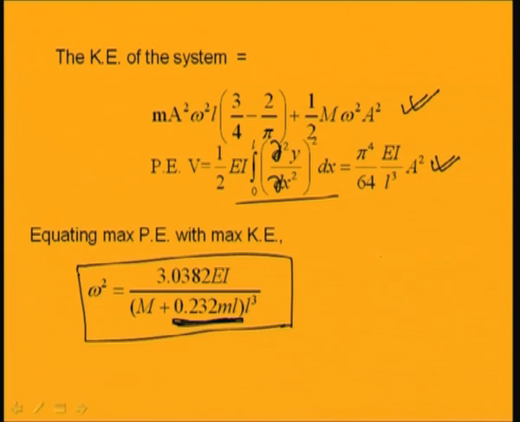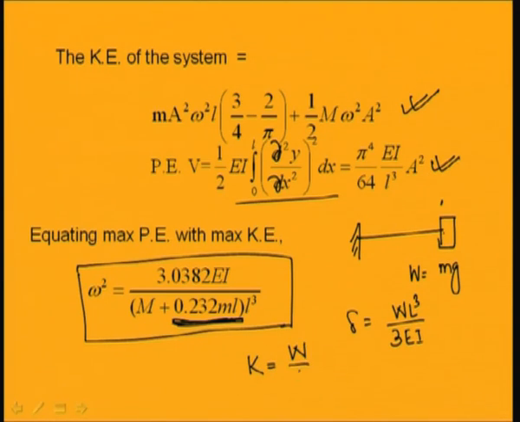You can also do it in this way. If you have only a mass at the end and the beam is massless, then considering the weight W equal to mg acting at this end, the deflection at the end is equal to W L cube by 3 I. So, the stiffness of this beam can be written as W by delta, which gives 3 E I by L cube. This is the stiffness of the beam or the system.